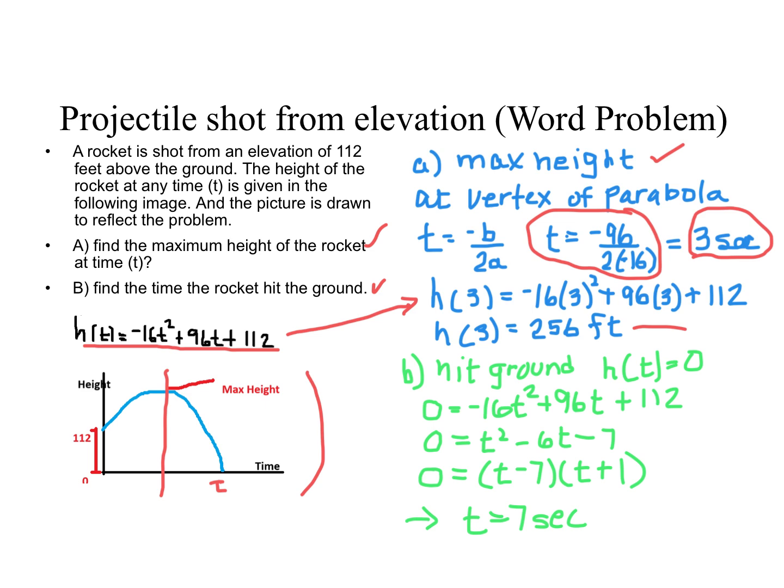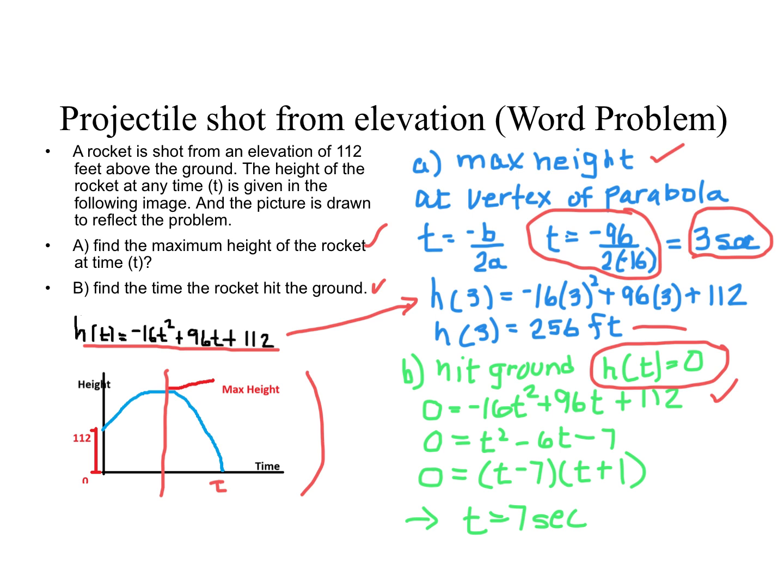Now we want to find the time the rocket hits the ground. And that's when the height is at 0. So we set the equation equal to 0, and we get 0 is equal to negative 16t squared plus 96t plus 112 feet. And now we see we can divide both sides of the equation by, guess what? Negative 16.